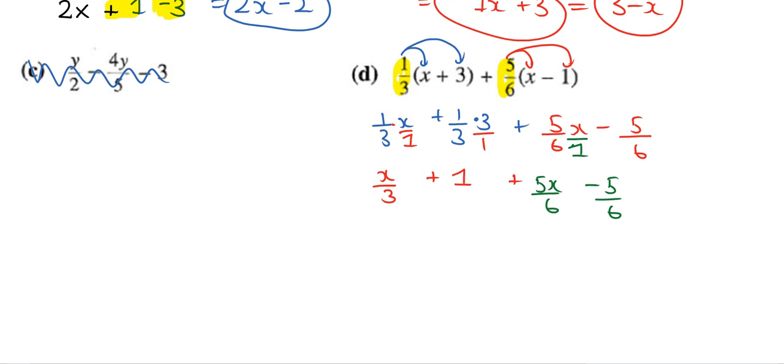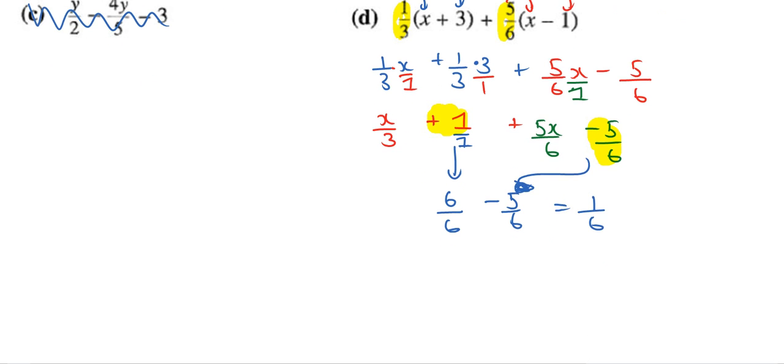All right, now we just combine the like terms here. If I look at this positive 1 and this negative 5 over 6, I can change this 1 into 1 over 1. I can change that into a 6 over 6, right? 6 over 6 is 1. And if I combine that with this negative 5 over 6, that's going to give me 1 over 6. So if I combine the fractions together, I get 1 over 6.